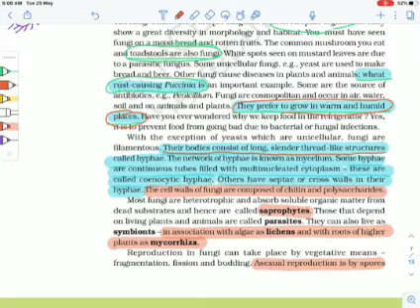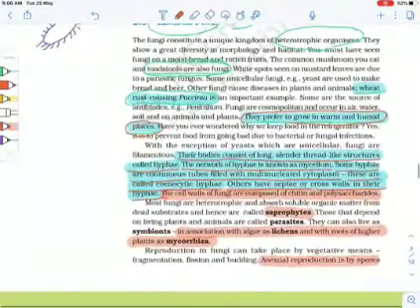Their bodies consist of long, slender, thread-like structures called hyphae. The network of hyphae is known as mycelium. Some hyphae are continuous tubes filled with multinucleated cytoplasm. These are called coenocytic hyphae, and others have septa or cross walls in their hyphae.